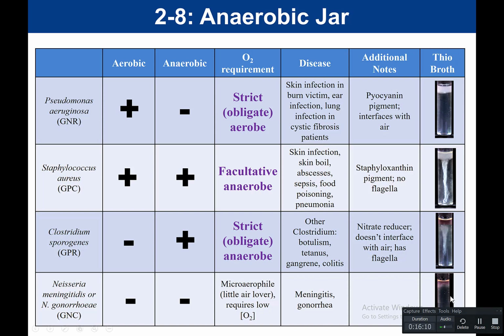If we look at a thiobroth to see where it grows, notice it does not grow in the pink. It's not down here in the anaerobic. It's right at the interface of where the pink and the clear meet, meaning it's right where the oxygen concentration is low. It's not too low. It's not down here. It's not too high, meaning it's not in full oxygen. It only grows right at the interface of where the pink and the colorless meet. It grows where oxygen concentrations are low.